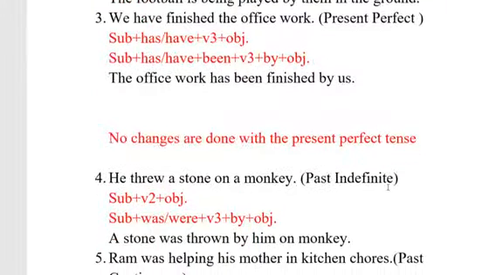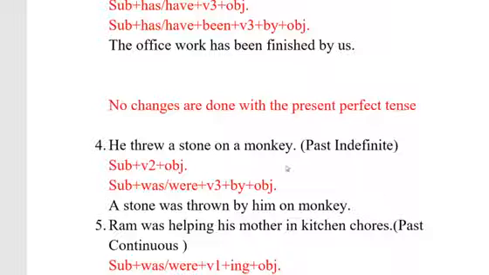Okay, now we will move further with the fourth one. He threw a stone on a monkey. It is the past indefinite tense. Subject, second form of verb, and then object. This object will move to the subject over here. A stone. We have recognized the object, and that is stone.